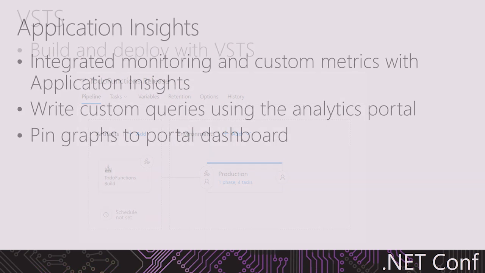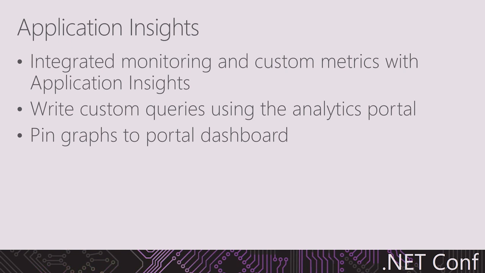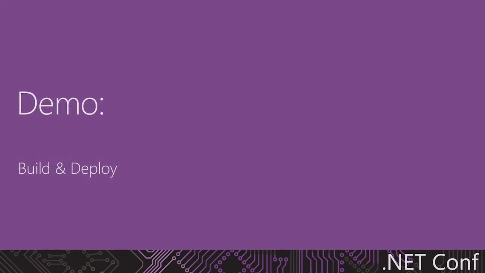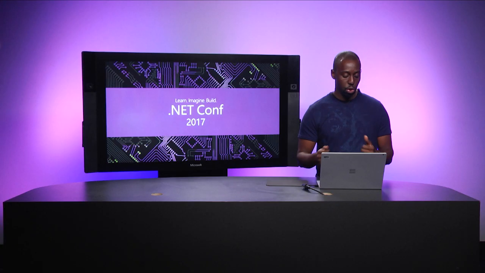And also, after our functions are deployed, we need to be able to monitor them too. So we have a really cool service called Application Insights that's going to allow us to do that. So I could track things like custom metrics. I can track things like the request time and various other telemetry that comes out of my Azure Functions app. So let's go ahead and take a look and see how we could build and deploy using some tooling that's inside of Visual Studio.